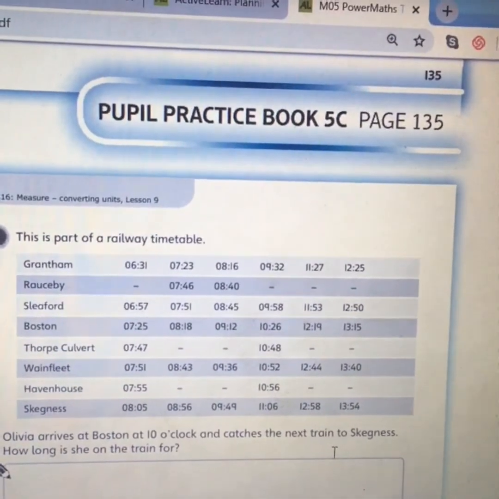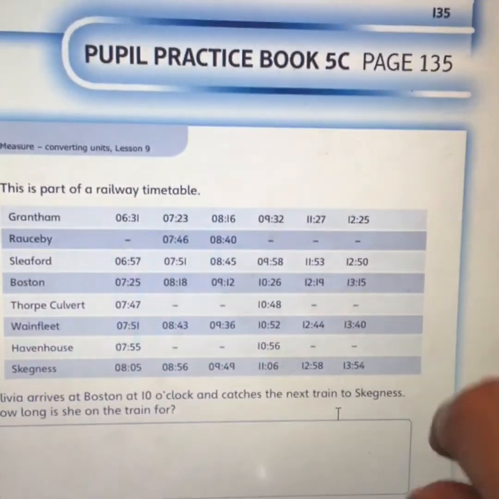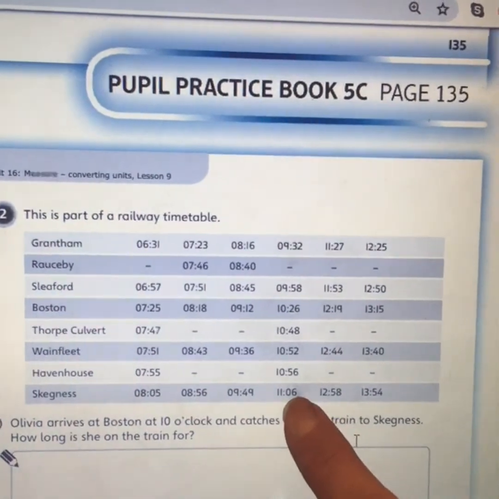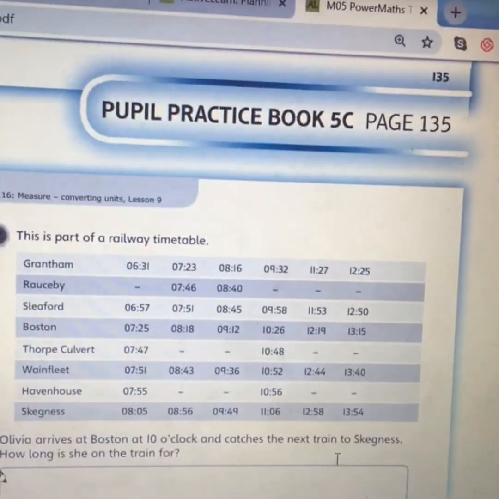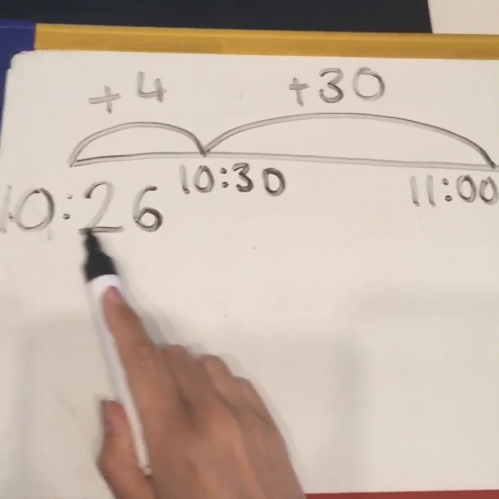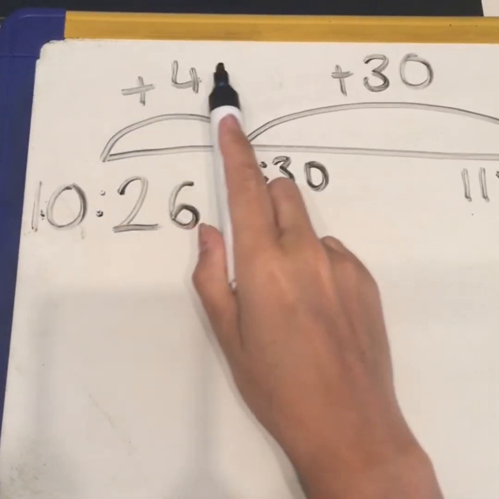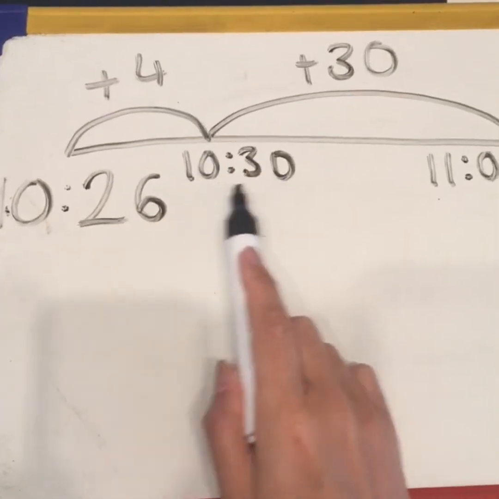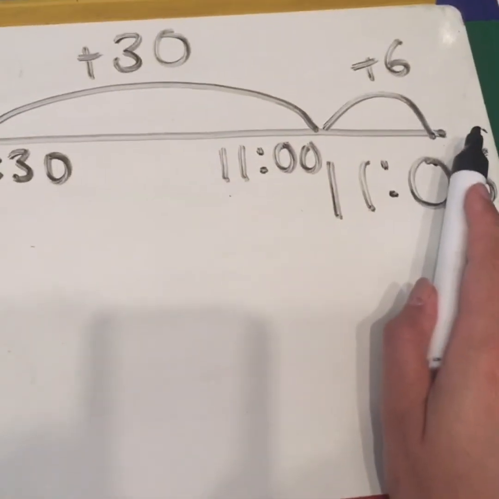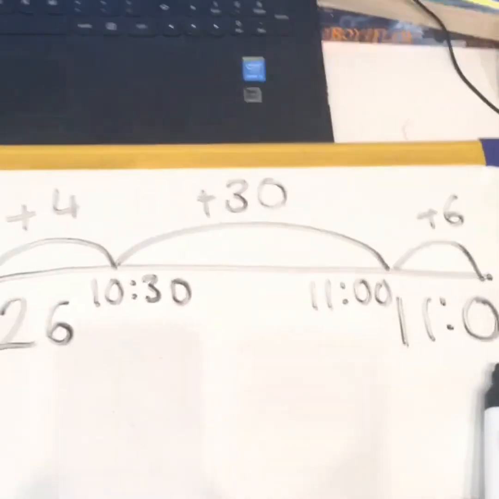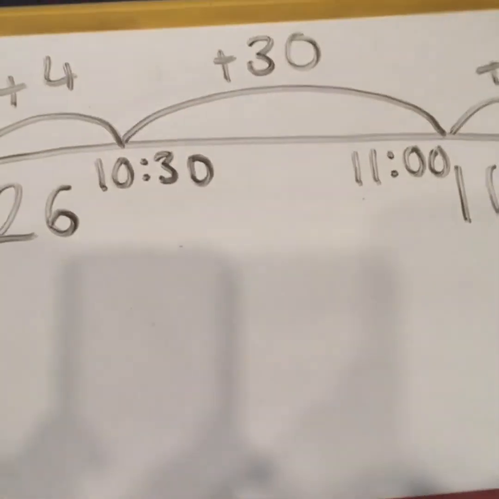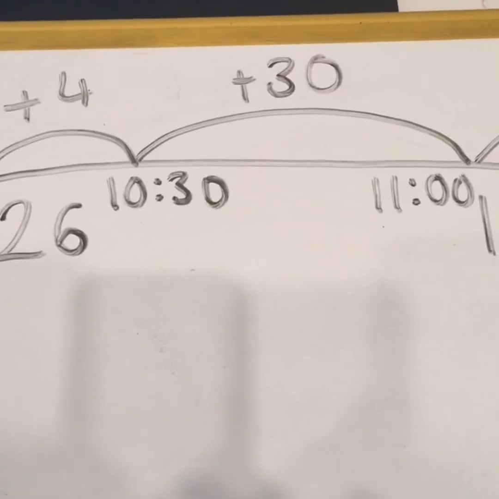So that's what time she leaves Boston then. And she's trying to get to Skegness. So I'm going to go all the way down until I get to Skegness. So she would have got off at 11:06. So I'm going to work this out using a number line. So I start at 10:26. I'm going to add 4 minutes on to get to 10:30. Add 30 minutes on to get to 11 o'clock. Add 6 minutes on to get to 11:06. And I need to add these up. Well, 6 add 4 is 10. Add 30 is 40. So she'd be on the train for 40 minutes.